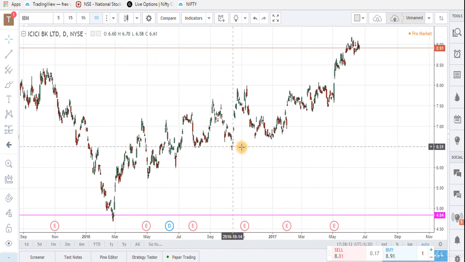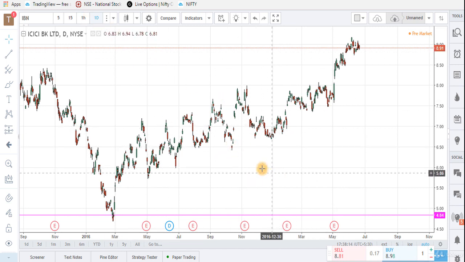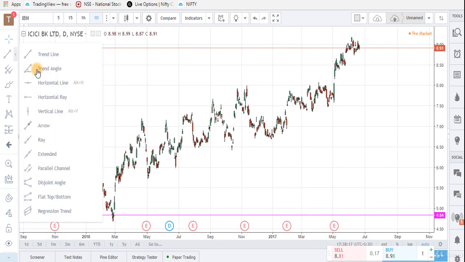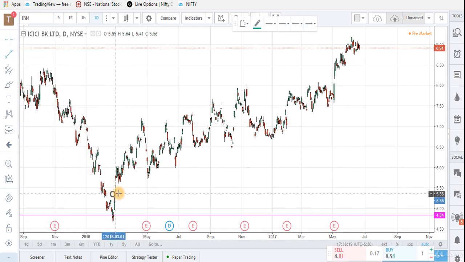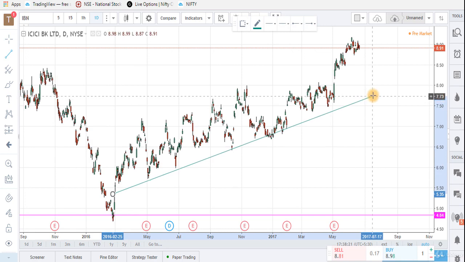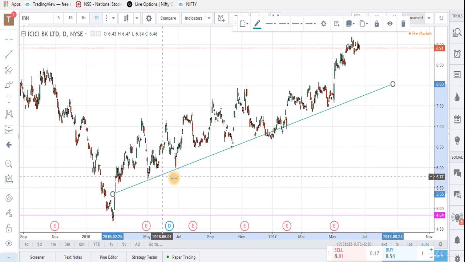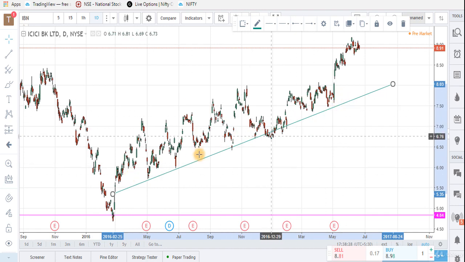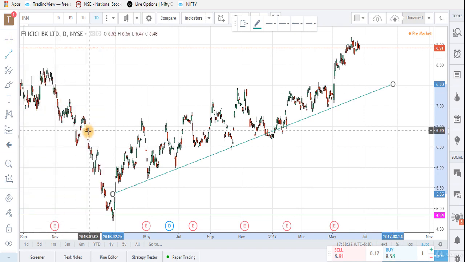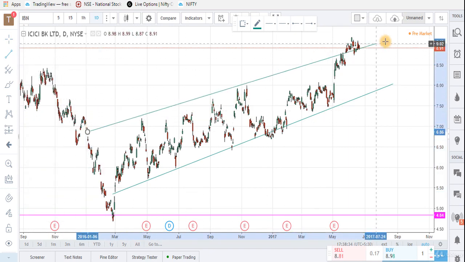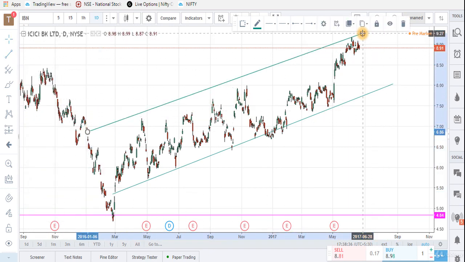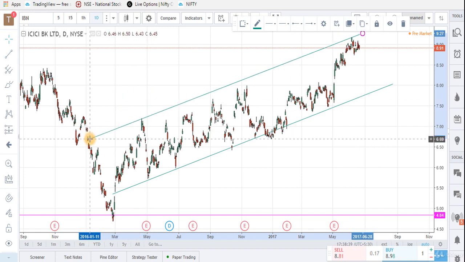So this is the daily chart. By seeing this chart, we can draw a trend line, and this is our trend line. You can see the stock is moving in an upward direction. This is an uptrend stock. We can draw one more trend line to find out its range. This is the range of this stock. Okay. Then this is the 1 day chart.